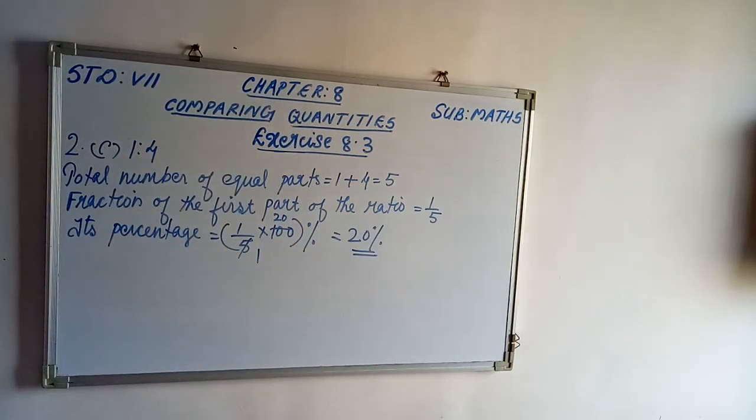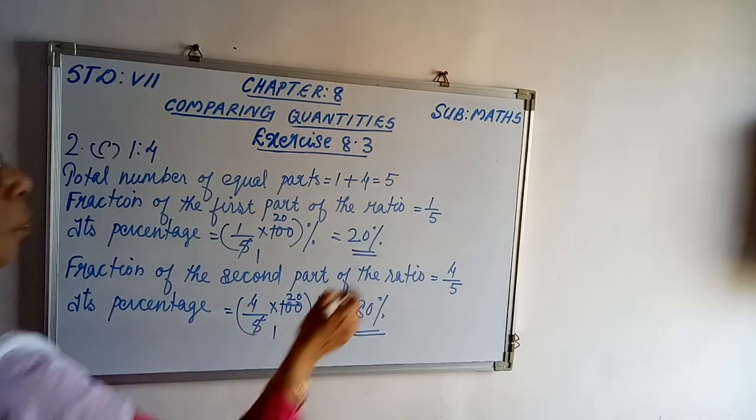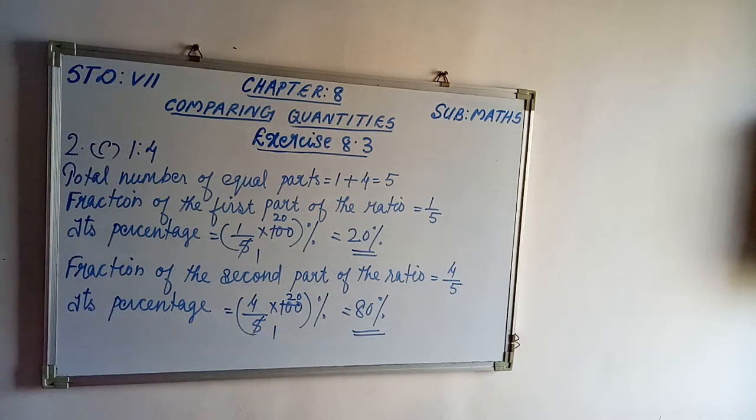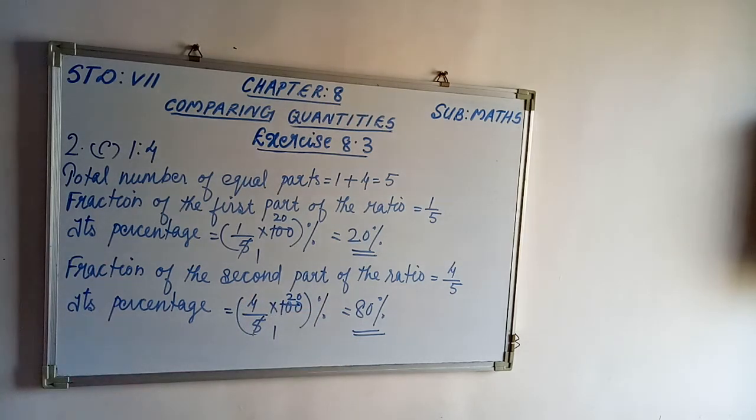Next, the fraction of the second part of the ratio. That's equal to 4 upon 5. The fraction of the second part of the ratio is 4 upon 5 and its percentage, 4 upon 5 multiplied by 100%. 5 20s are 100. 4 into 20, 80%. Okay.